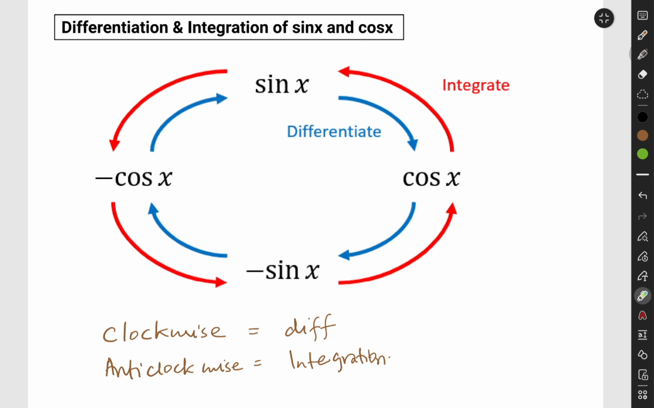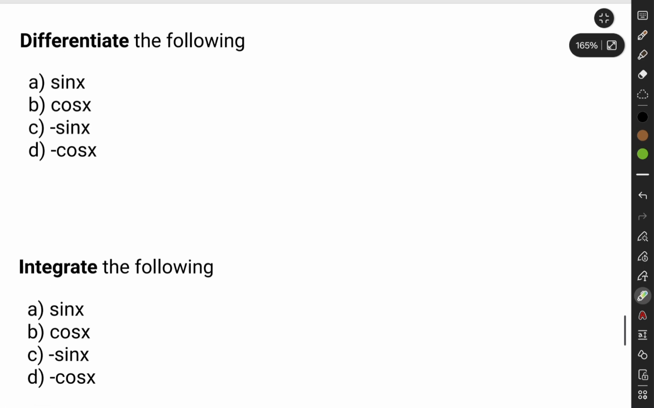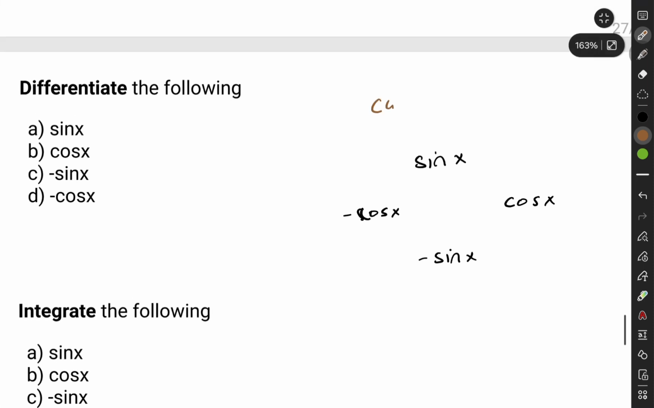Now, I know this will not click in until we do a few questions. So let's do a few questions and see how this works. So I've got two exercises here, and we're going to be using that table that we drew. So we're going to write sine x here. We're going to write minus sine x here. I'm going to write cos x here and minus cos x here. Okay, now let's see how we go about this. Now the rule was clockwise is differentiation, anti-clockwise is integration. And the reason they're opposite directions is because, as we discussed, integration is the reverse of differentiation, so that's why it goes like that.